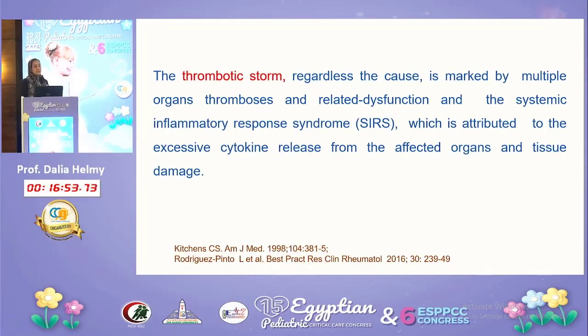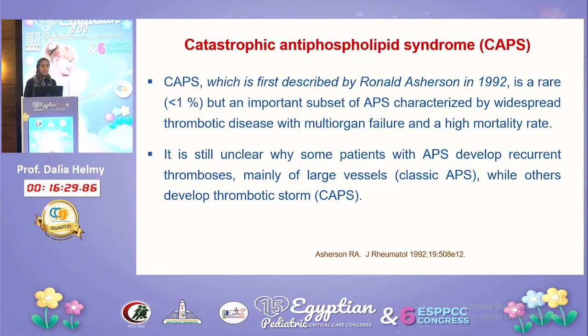So why is it termed thrombotic storm? Because regardless of the cause, it is marked by multiple organ thrombosis and related dysfunction, and the systemic inflammatory response syndrome, which is attributed to the excessive cytokine release from the affected organs and the tissue damage. So it combines thrombosis and inflammatory hypercytokinemia. The scope of my talk today is the catastrophic antiphospholipid syndrome.